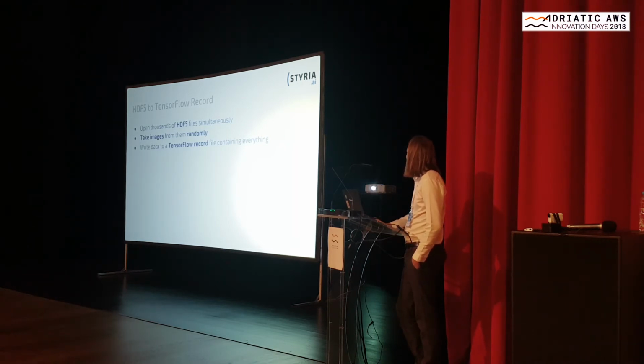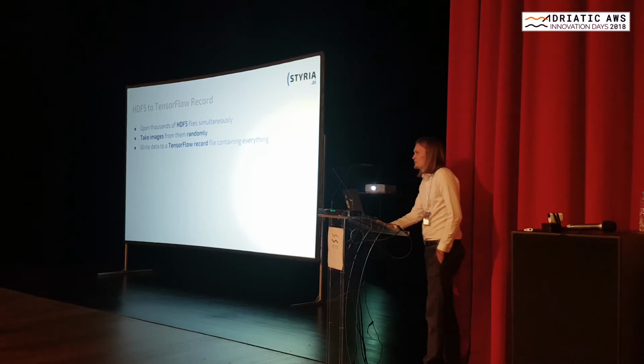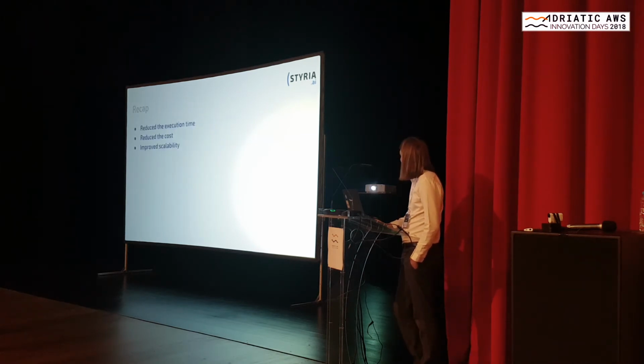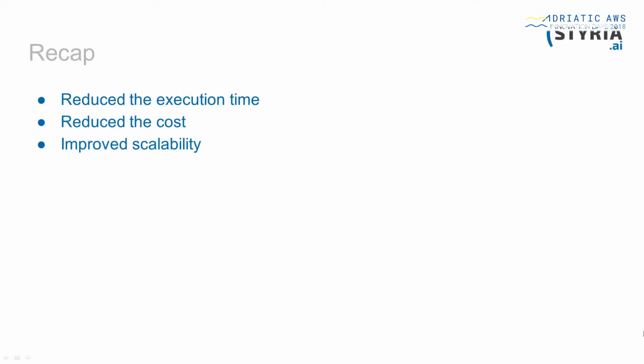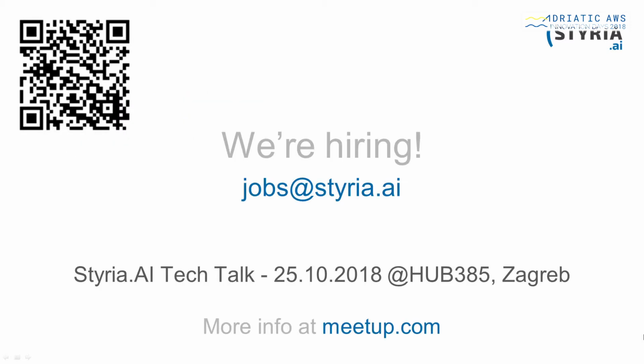And this is basically the last thing we need to do in this step, because after we have the data, scientists can actually train the model. To recap, by using AWS Batch, we reduce the execution time, reduce the cost, and improve scalability. So if you have any questions.